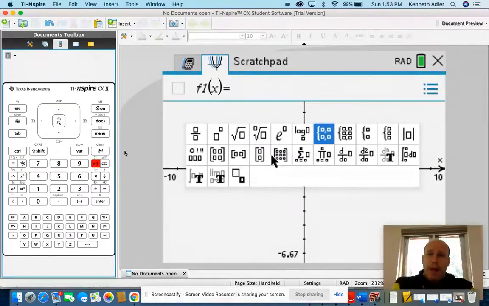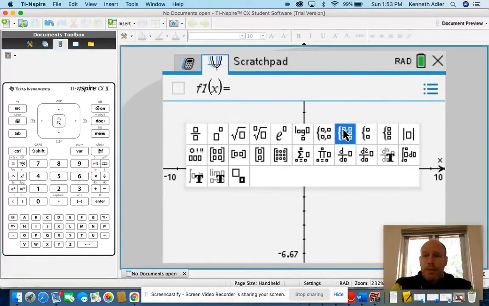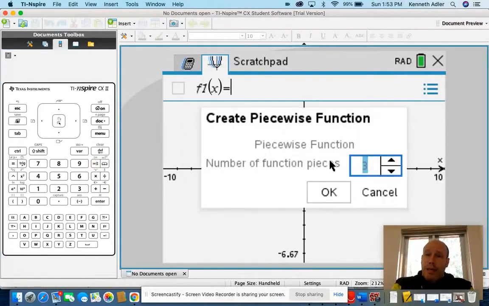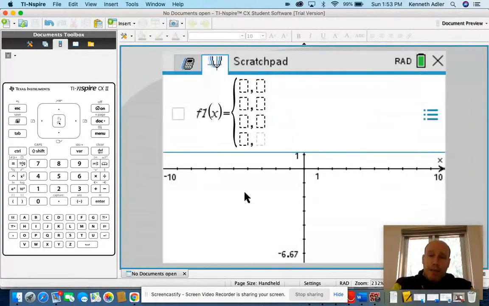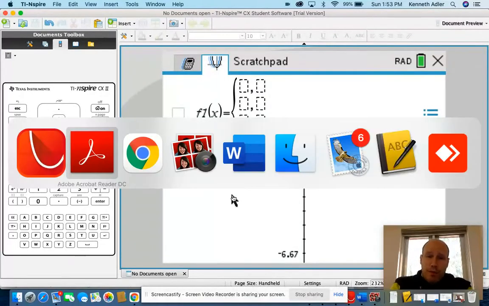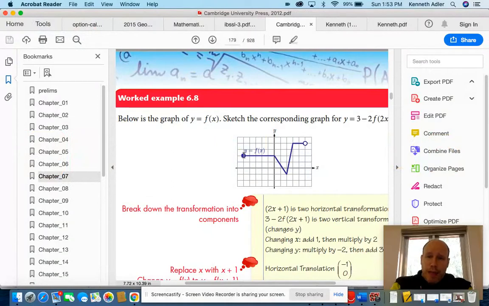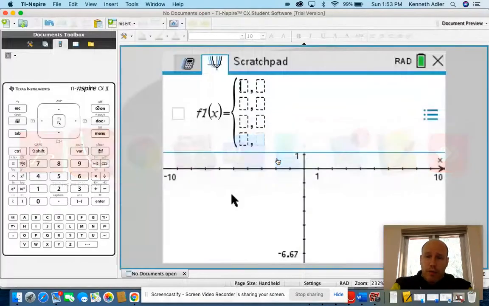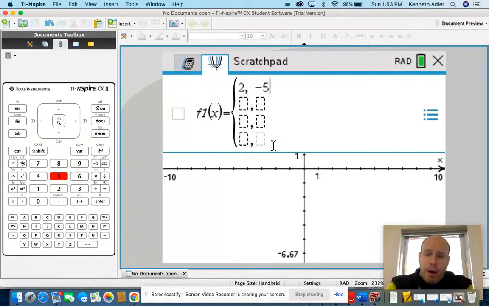next to the 9, and then, because there's more than 3 pieces, you're going to click on this piecewise for 3, and they're going to ask you how many pieces, and you're going to say 4. We want 4 pieces. So as I said, the first piece, let's just go back for a second. The first piece is from -5 to 0, and it's y equals 2. So 2, tab, -5 less than x less than 0.